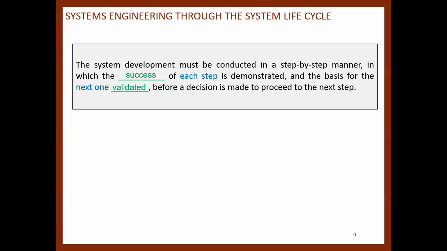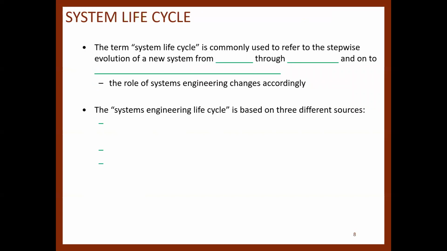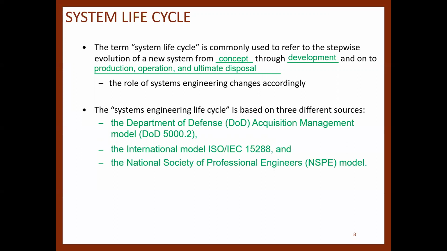Okay, so we talk about different system lifecycle models, if you remember from one of our previous lectures. So now we're going to talk about those in detail. So let's talk about the system lifecycle. The term system lifecycle is commonly used to refer to the stepwise evolution of a new system from concept through development and onto production, operation and ultimate disposal. The role of systems engineering changes accordingly. The system engineering lifecycle is based on 3 different sources. We mentioned this already: the Department of Defense Acquisition Management Model, the International Model ISO, and the National Society of Professional Engineers NSPE model.